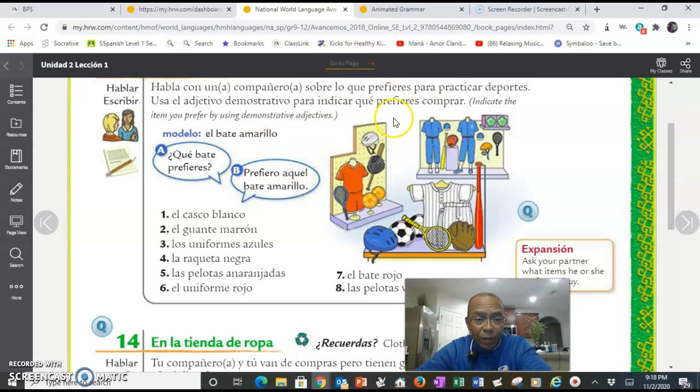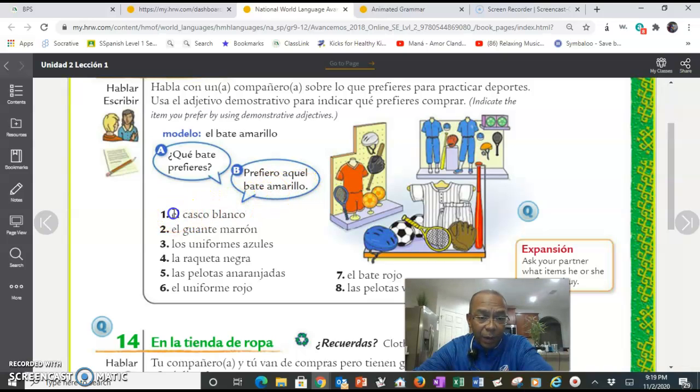Okay? So for example, it says, indicate the item you prefer by using demonstrative adjectives. El casco blanco. Oh, let's talk about el bate amarillo, which is the yellow bat. Where is that one? Yellow bat is right here. Is that far away from you? Yes. That one is aquel, because it's far away. Bate is masculine, so you say aquel bate amarillo. Now let's put it in a conversation. ¿Qué bate prefieres? What bat do you prefer? And the other person can say, prefiero aquel bate amarillo.